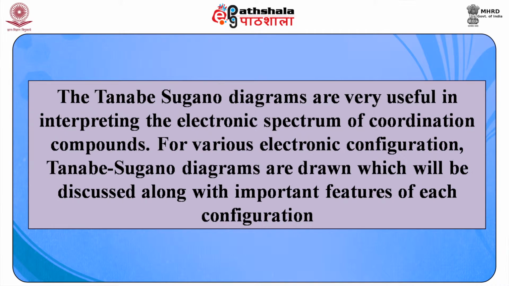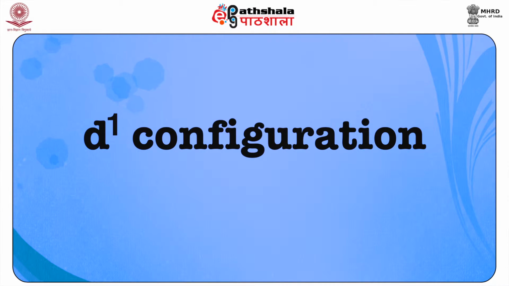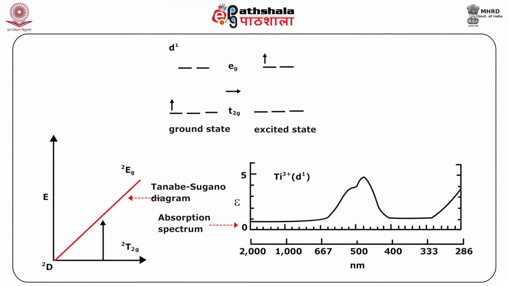The Tanabe Sugano diagrams are very useful in interpreting the electronic spectrum of the coordination compounds. For various electronic configurations, Tanabe Sugano diagrams are drawn, which will be discussed under the following heading along with important features of each configuration. Firstly, let us discuss the d1 configuration. For the d1 electronic configuration, number of electrons is 1, and thus the Tanabe Sugano diagram is also quite simple to be drawn and to interpret.